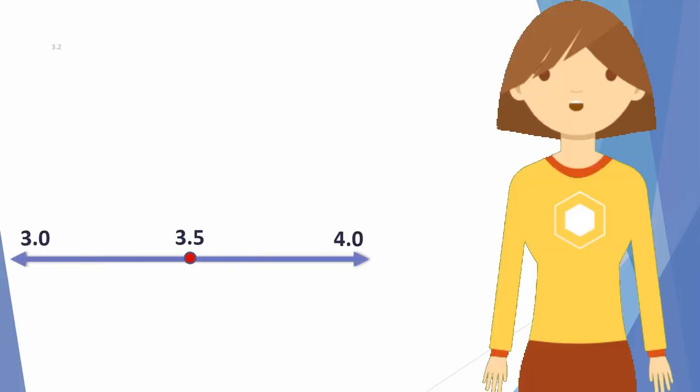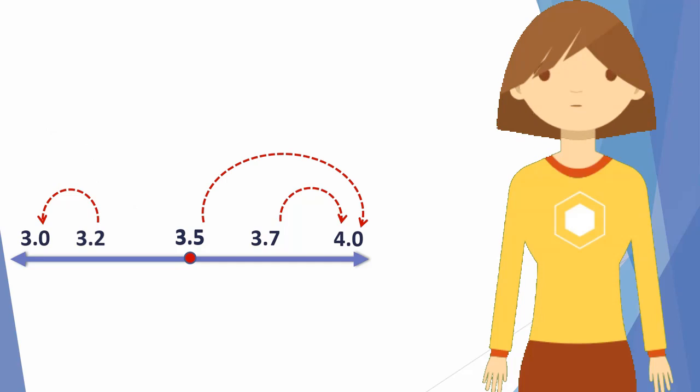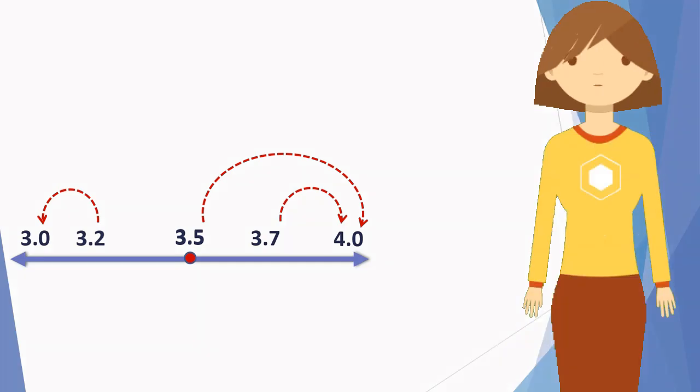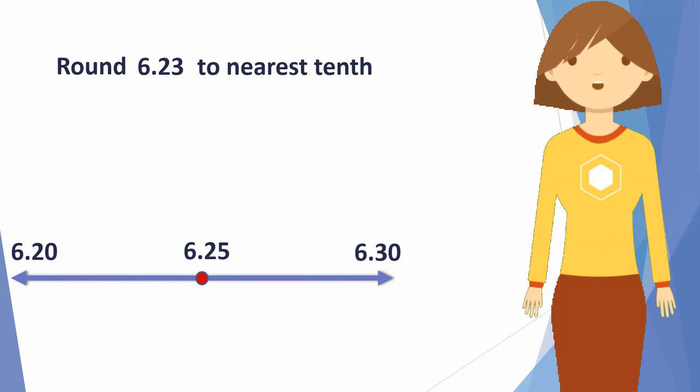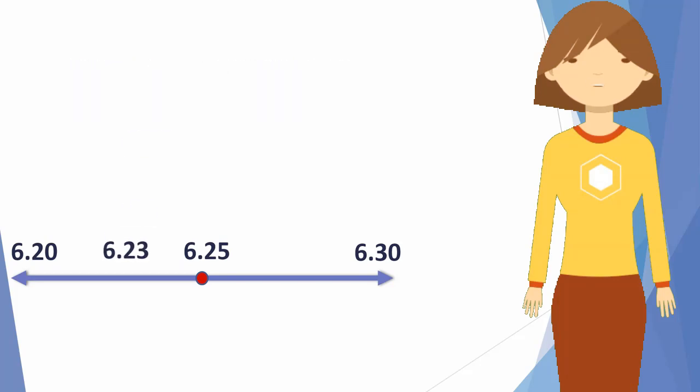Similarly, 3.2 will round down to 3. 3.7 will round up to 4. And 3.5, even though it's the midpoint, will always round up to 4. Let's round 6.23 to the nearest tenth. Since 6.23 is closer to 6.20, it will round down to 6.20. How about 6.27? Yes, that's right, 6.27 will round up to 6.30.